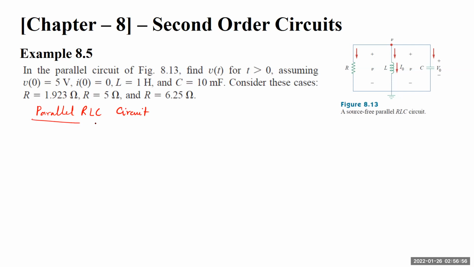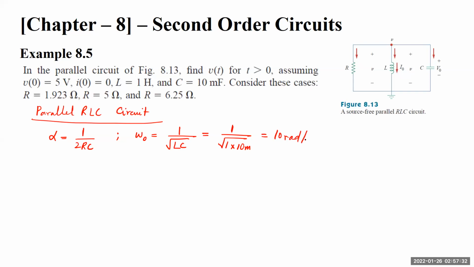Okay, so the easiest way is, first of all, find the value of alpha. For a parallel RLC circuit, alpha is 1/(2RC). And omega naught will be 1 over the square root of LC. Inductance is 1, capacitance is 10 milli, so 1 multiplied by 10 milli, and in our case omega naught will be 10 radians per second.